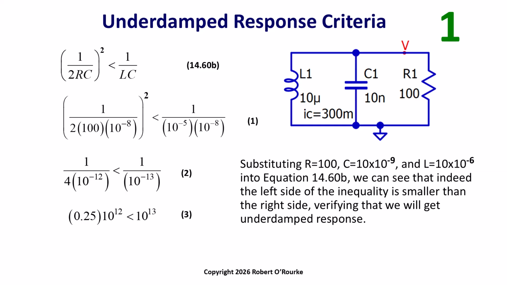Making a new design, we could use equation 14.60b to check to see if our choice of values of R, L, and C would give underdamped response. Plugging in the specific values of resistance, capacitance, and inductance from the schematic into equation 14.60b, and then calculating with equations 1 and 2, we see in equation 3 that the inequality is satisfied and that the schematic shown will exhibit underdamped response behavior.